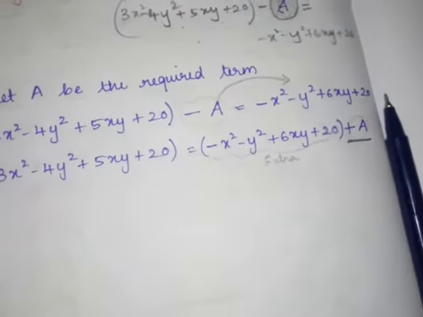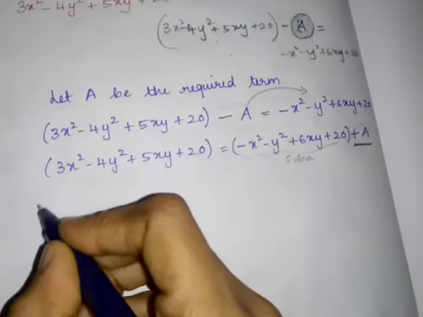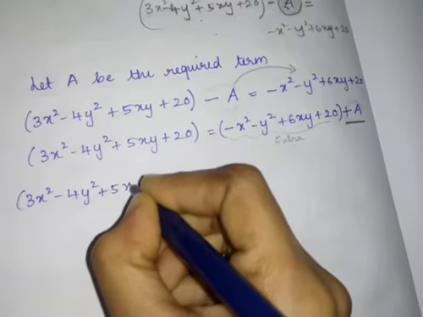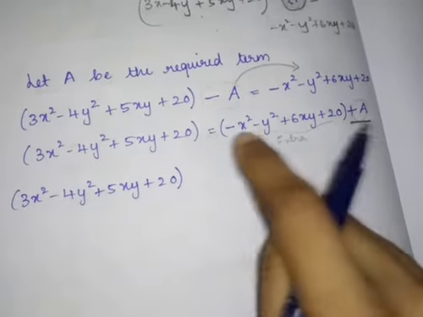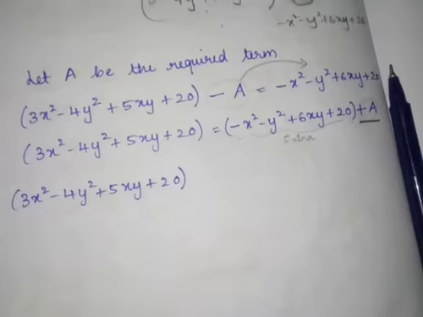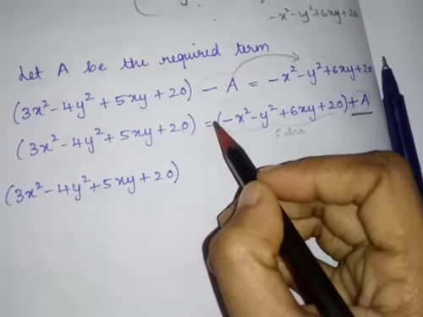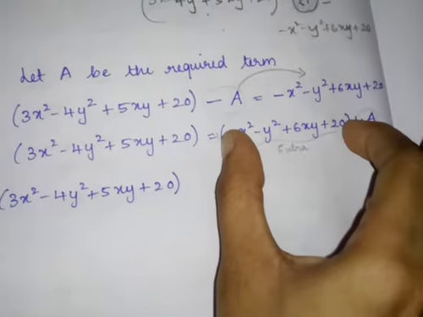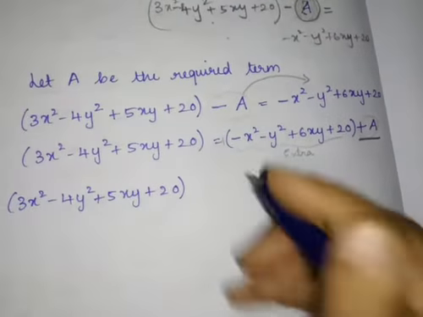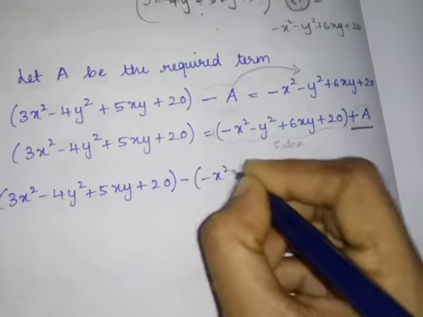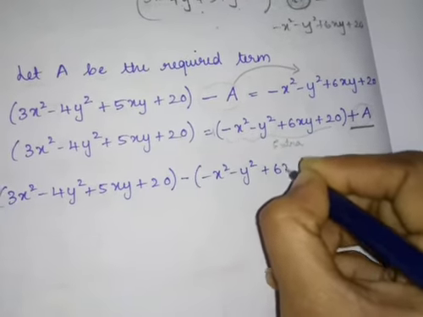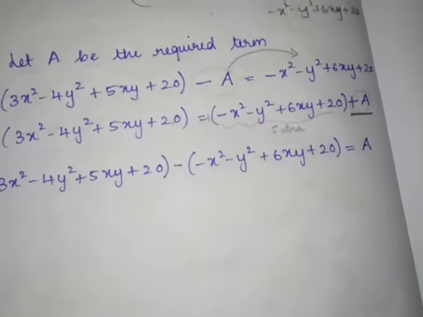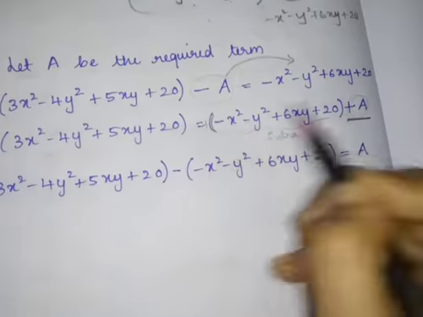So shall I bring that to the other side? Yes. 3x square minus 4y square plus 5xy plus 20. Listen, in front of this bracket, is there any sign? No. So it is a plus sign, positive. So if this whole expression goes to that side, it becomes minus x square minus y square plus 6xy plus 20 minus this bracket is equal to A. Listen, I have separated them in brackets.